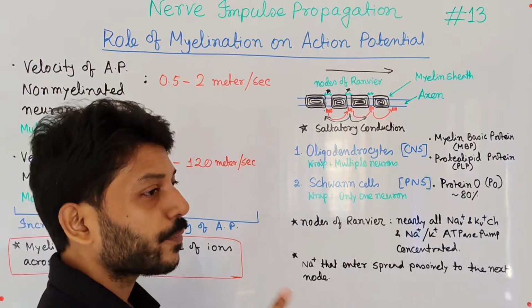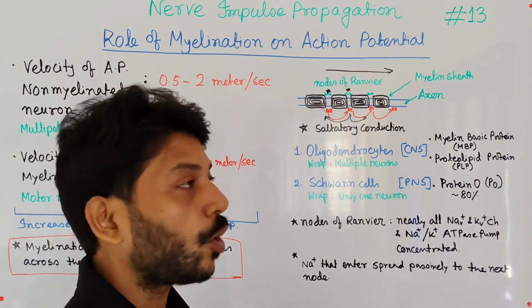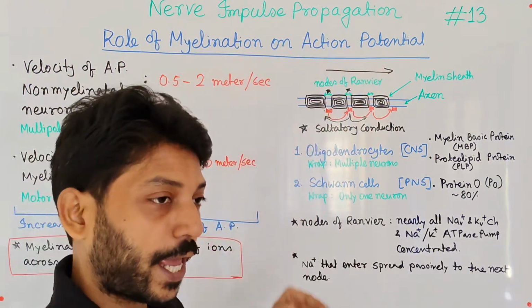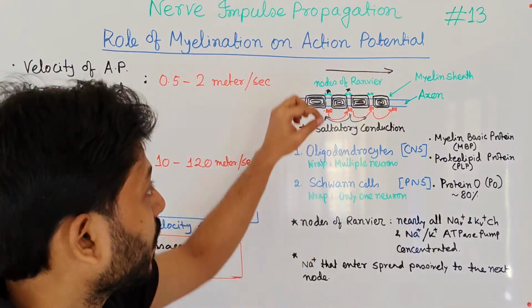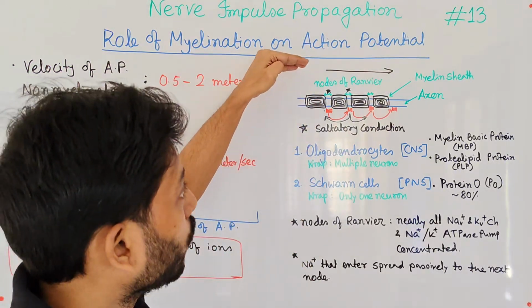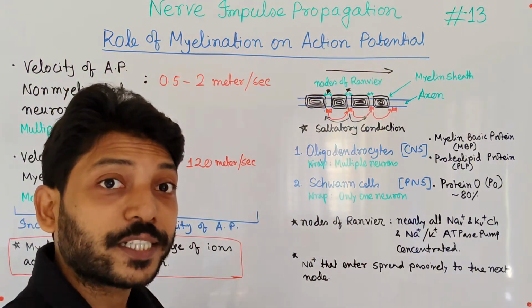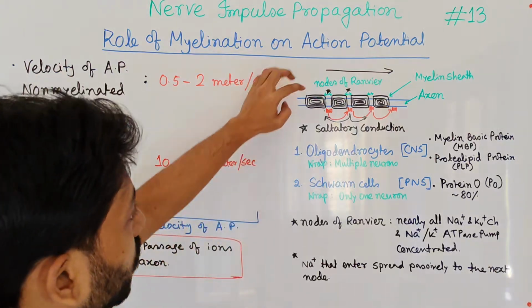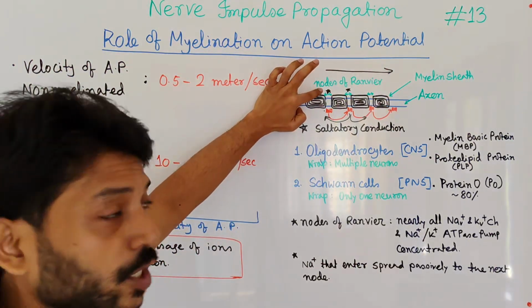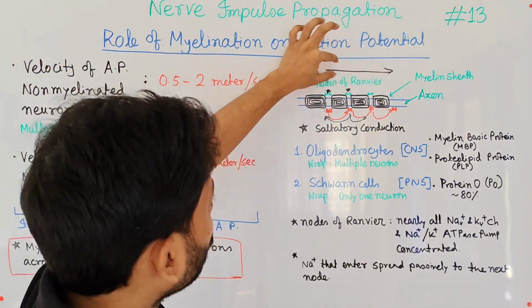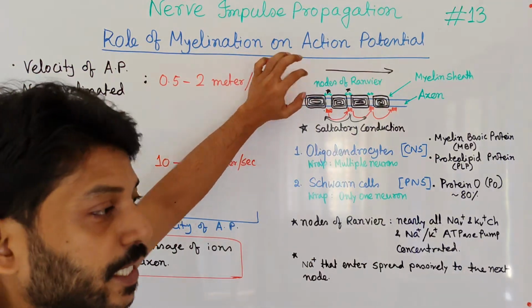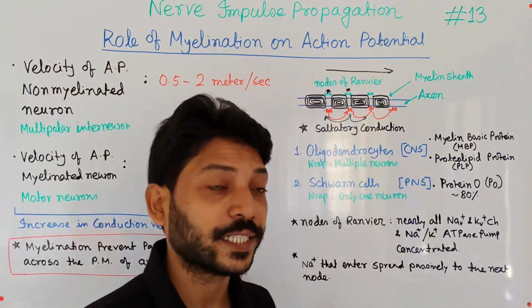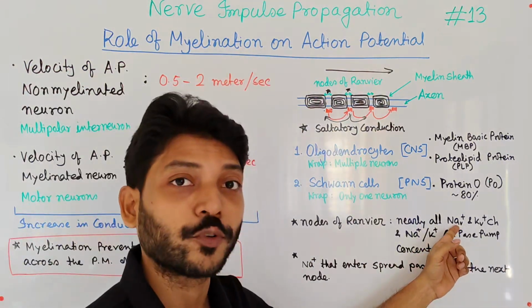Now I have made a separate video on the direction of action potential. In that video I mentioned that action potential always moves away from where it is generated. Suppose here the action potential is generated, so it will move away, it will not move in the backward direction. What is the reason? In that video I mentioned that it is due to the inactivation of voltage-gated sodium channels.